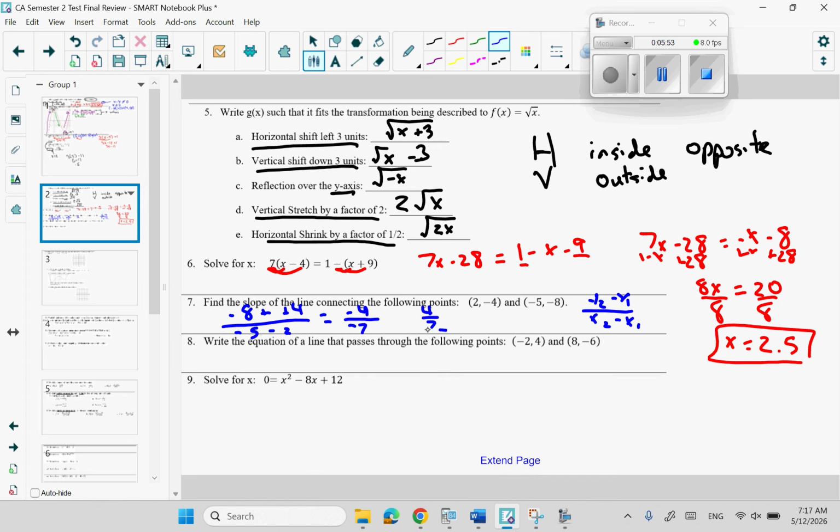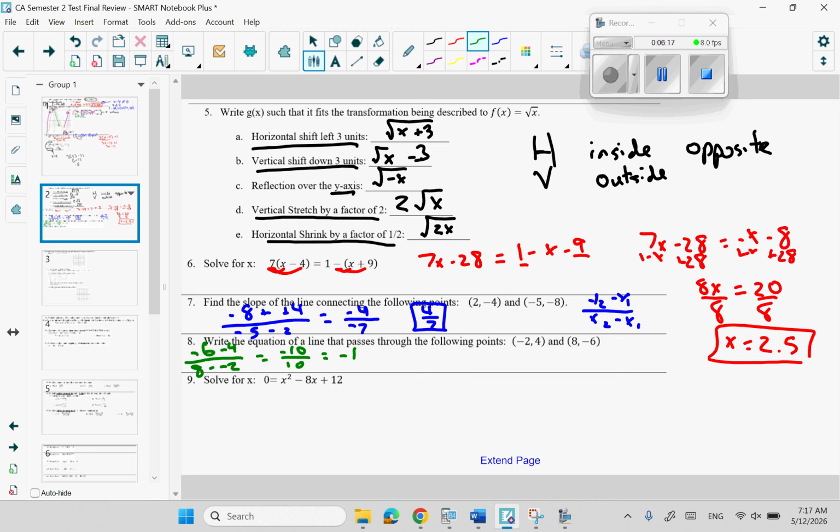Write the equation of a line that passes through the following points. So first thing we should do is find slope, so negative 6 minus 4 over 8 minus negative 2. We get negative 10 over 10. So that'd be negative 1 for my slope.